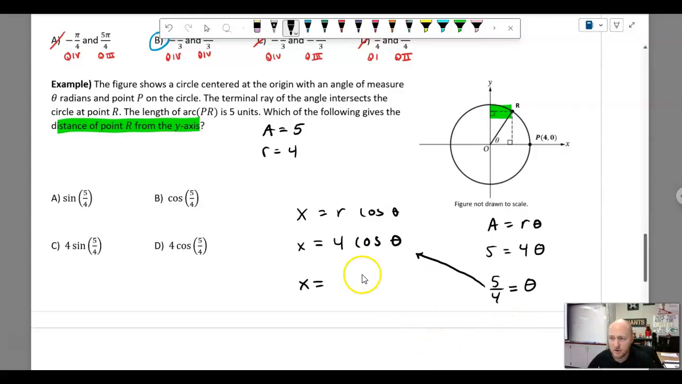Sometimes they do that. You're missing a piece of information, but they give you other tools. You have to go ahead and use your critical thinking in order to find that, right? So I get 4 cosine of 5/4. What's our answer?